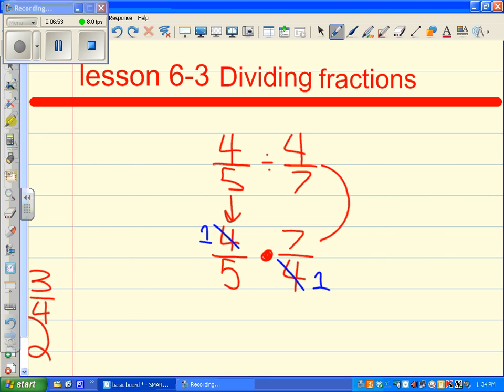1 times 7 is 7. 5 times 1 is 5. And I need to make that into a simpler problem, which ends up being 1/5 I can pull out of there with 2/5 left over. Okay. Next problem.